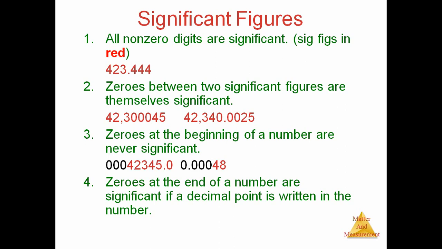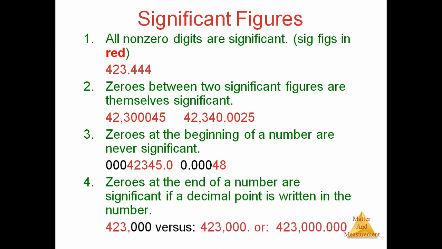And notice that the ones that are significant are highlighted in red. And then lastly, zeros at the end of the number are significant only if there is a decimal point. So the zeros on the right-hand side are only significant when there is a decimal point. And so highlighted examples are provided in that image.